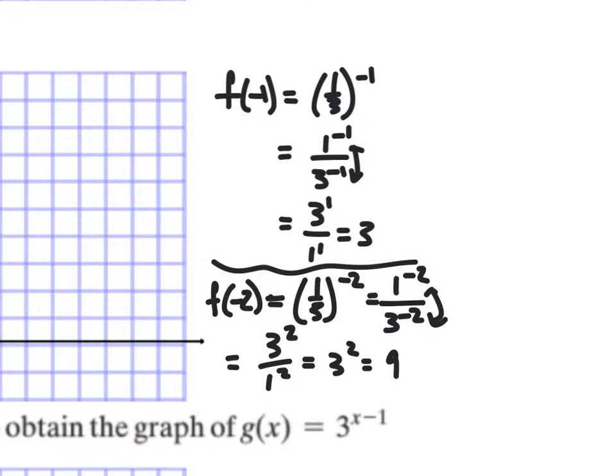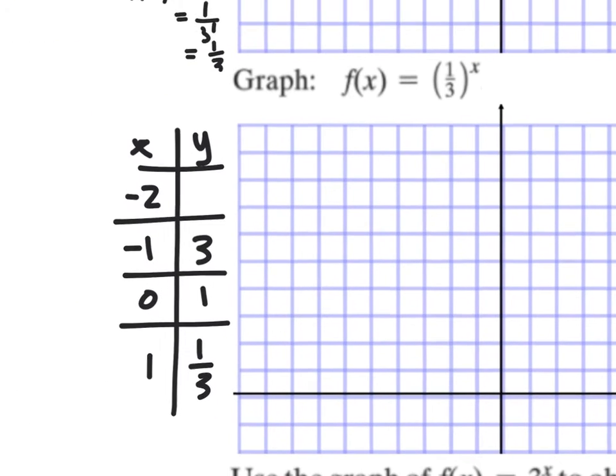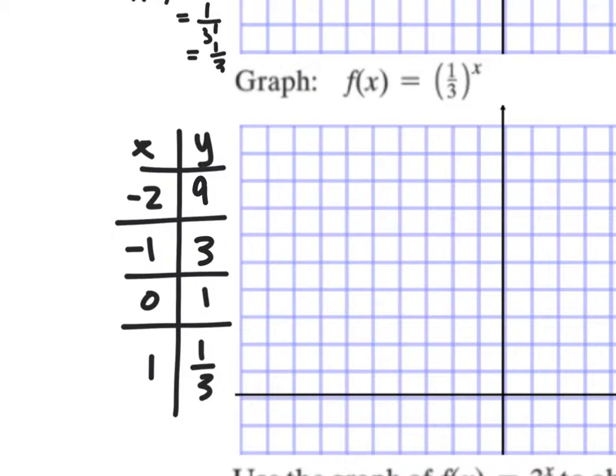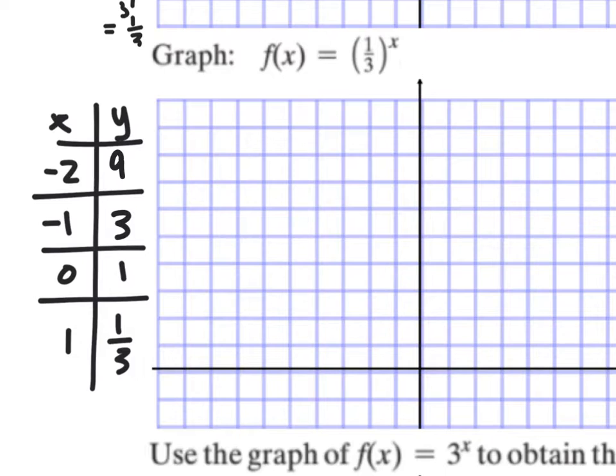Okay, a lot of work goes into this, but it's important that we're able to at least plug in those numbers to see what we get. Now let's go ahead and graph this. So (-2, 9) is my point there. (-1, 3), (0, 1), and then (1, 1/3). Now what we notice here is that this graph is pretty much the same thing, except it's reflected over the y-axis. Okay, and that's that.